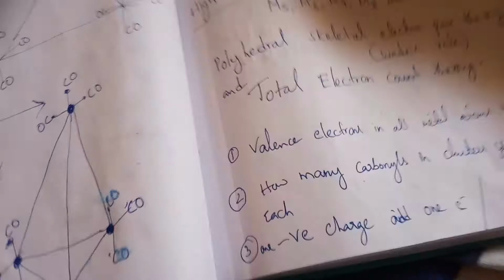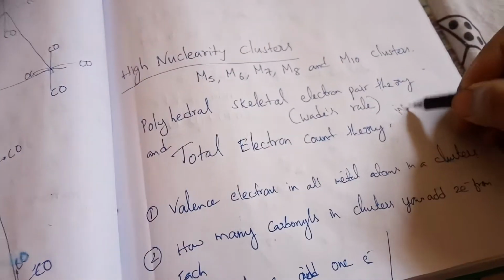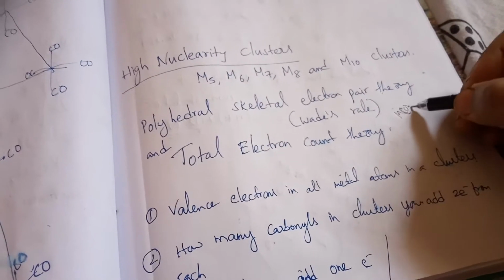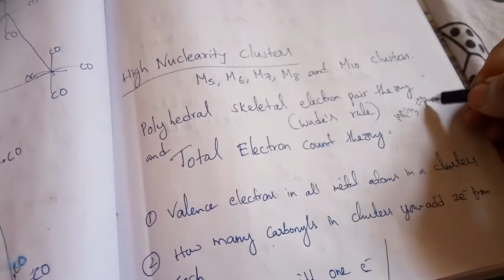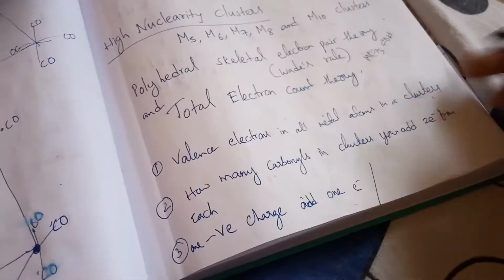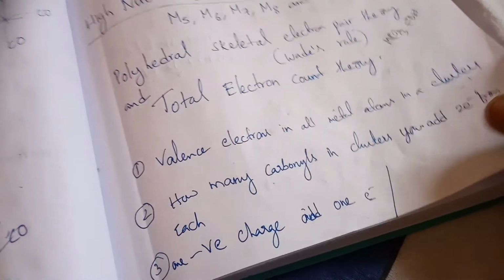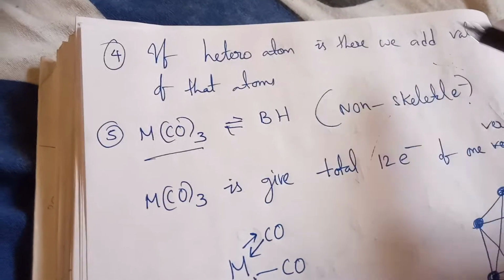Again, we discuss Wade's rules. In Wade's rules, we calculate the M(CO)3 unit taken thrice, and this unit is replaced by the BH unit. Again, we calculate the valence electrons of the metal cluster, how many electrons are donated by the carbonyl, and how many electrons are given by the negative charge. If a heteroatom is present in a cluster, we add the valence electrons of that particular atom.